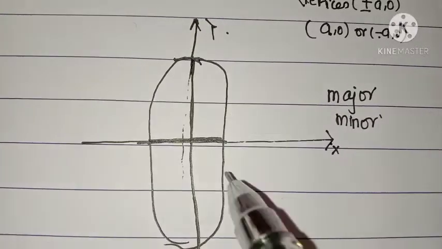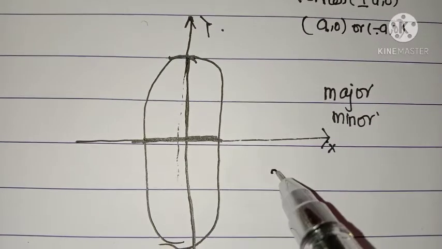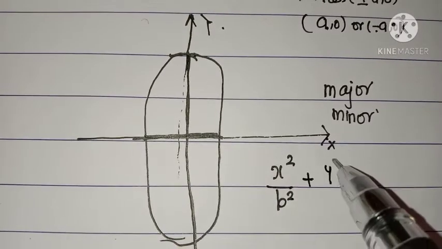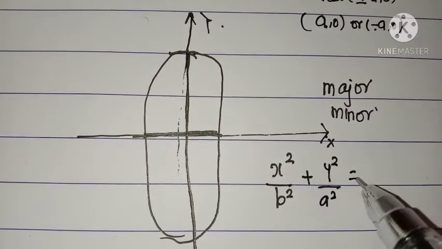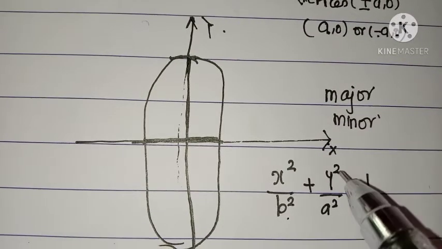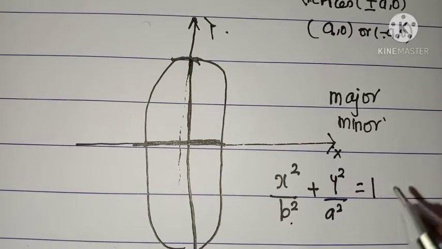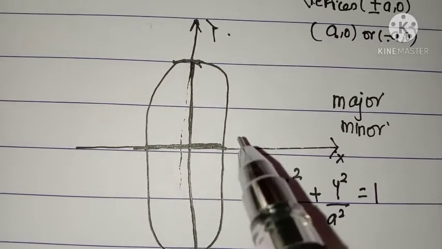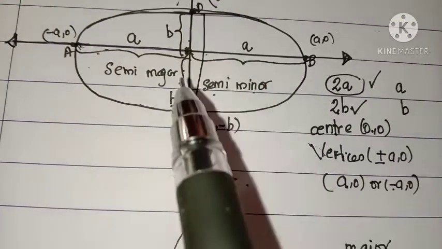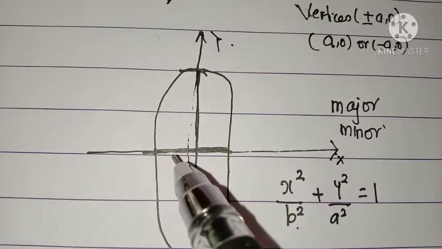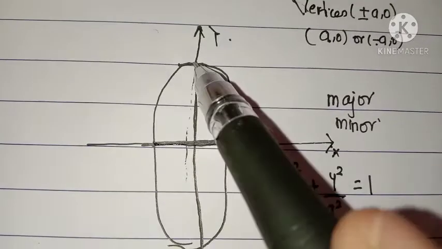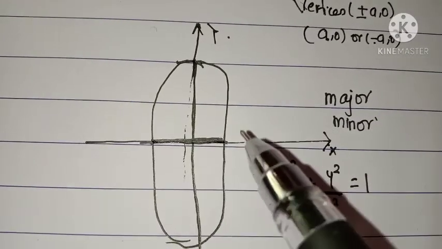In this case, we can define the standard equation as x square by b square plus y square by a square equal to 1. x square by b square plus y square by a square is equal to 1. Okay? So this is the main difference from the earlier equation of ellipse. Please note down: here the minor axis is along the x-axis, the major axis is along the y-axis.